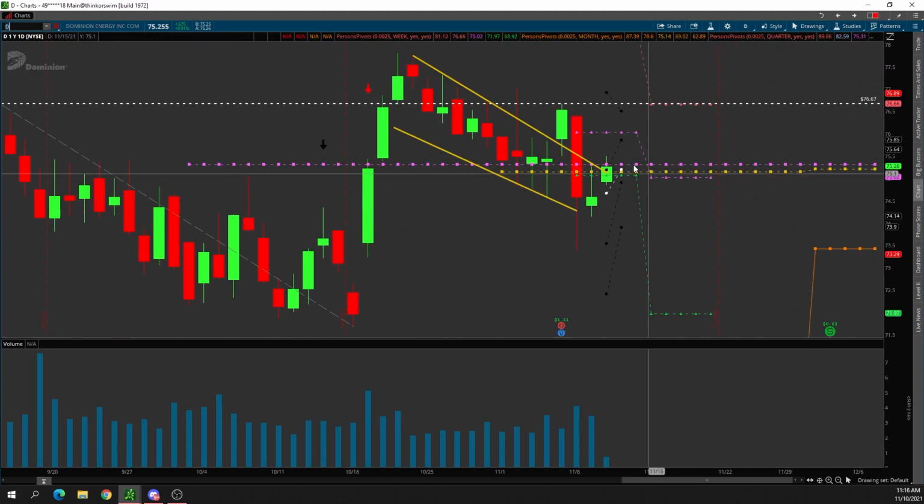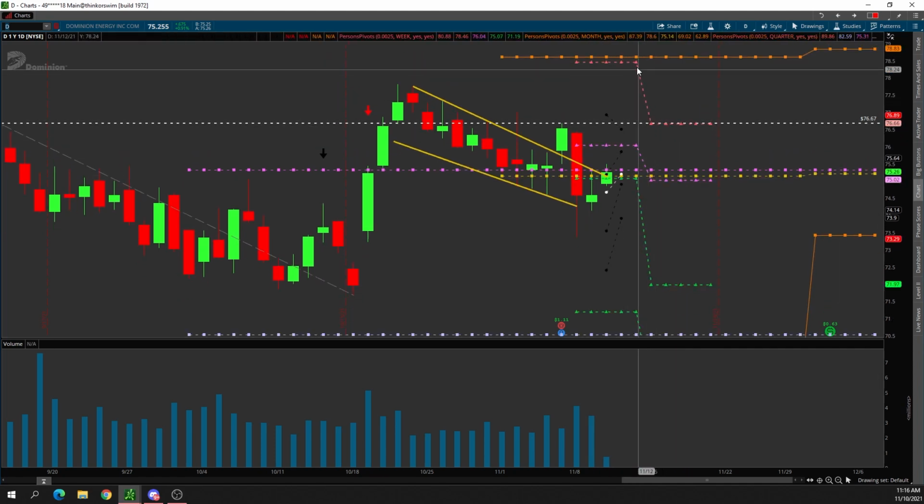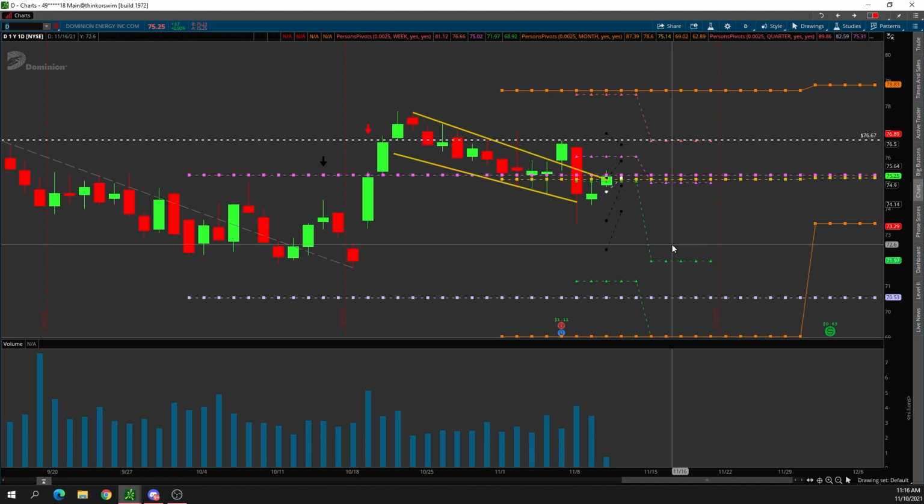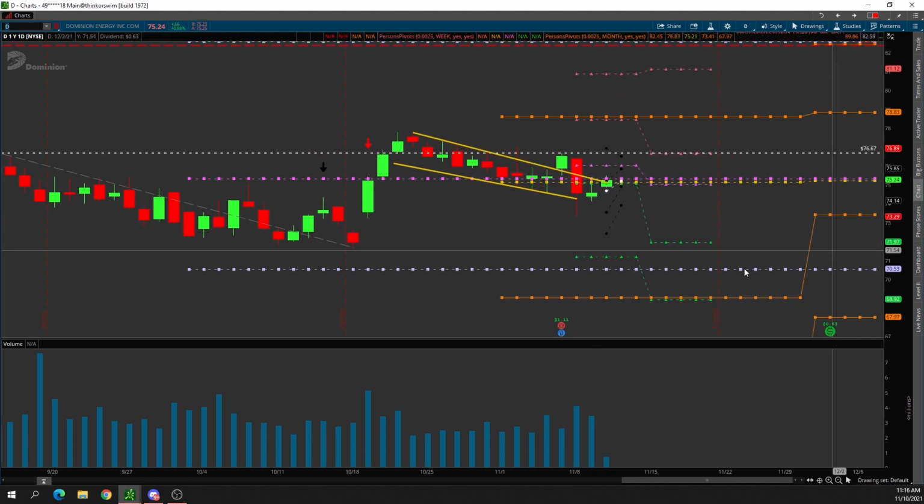So if we go on over to something like D, you can see that your weekly pivot points are actually coming down. So that weekly resistance is coming lower. However, your support is getting lower as well. This is basically telling you that D is going to have a bearish move going into next week.